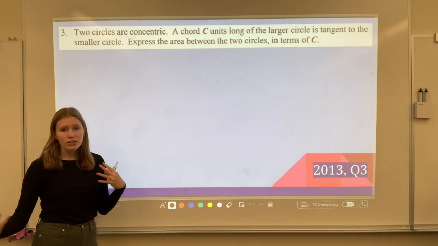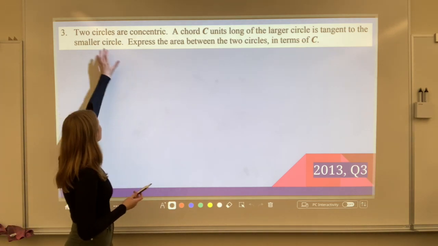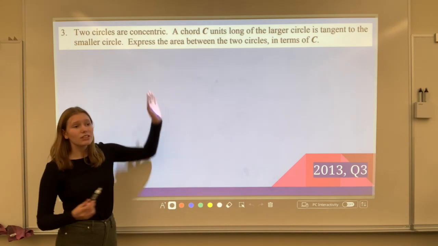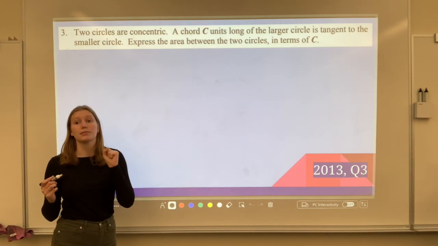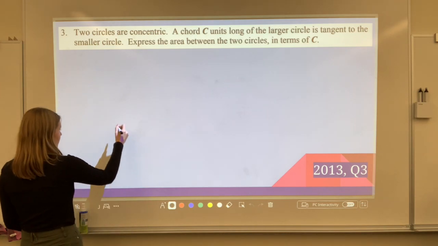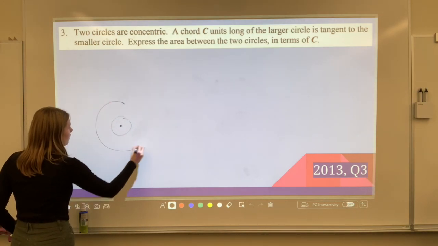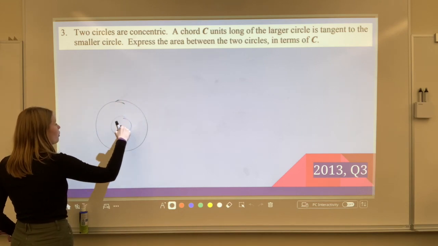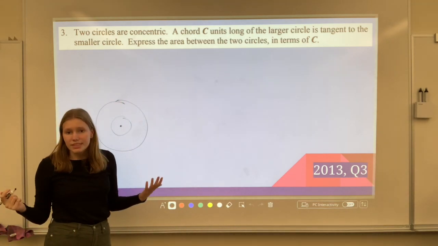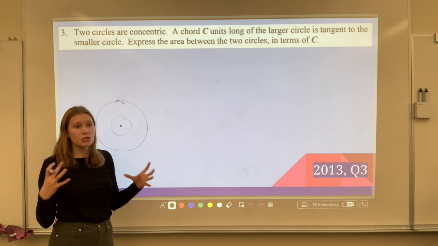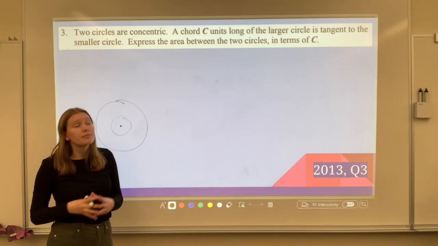Okay, let's start with a little defining here. So we have two circles that are concentric. Concentric means that they share the same center. For example, let's draw two circles. This dot is their center. It is the center of both of these circles. It's just two shapes, two anything, centered around the same point.